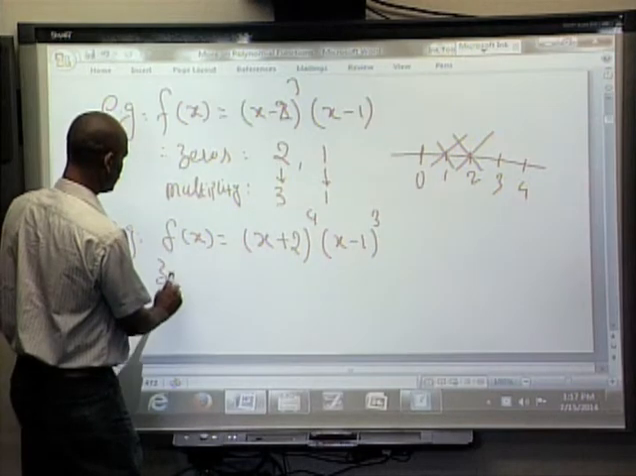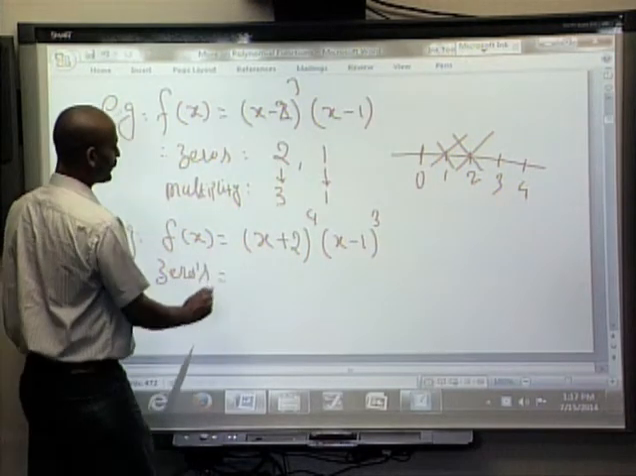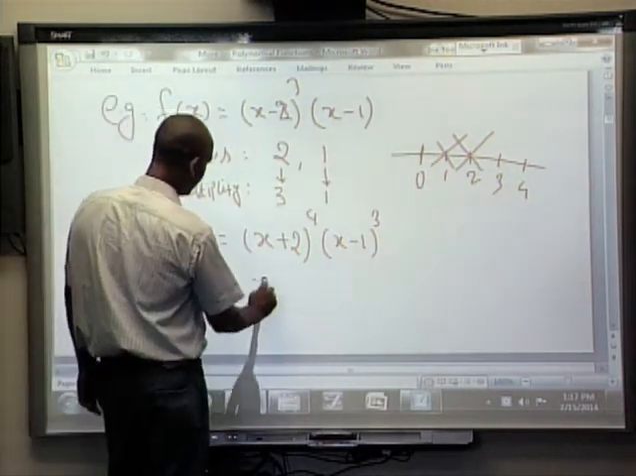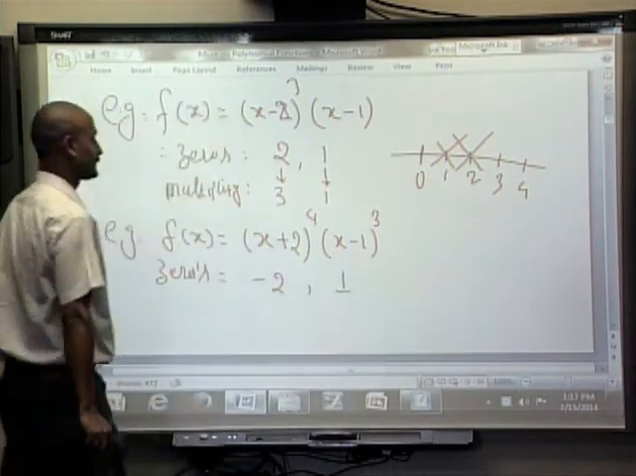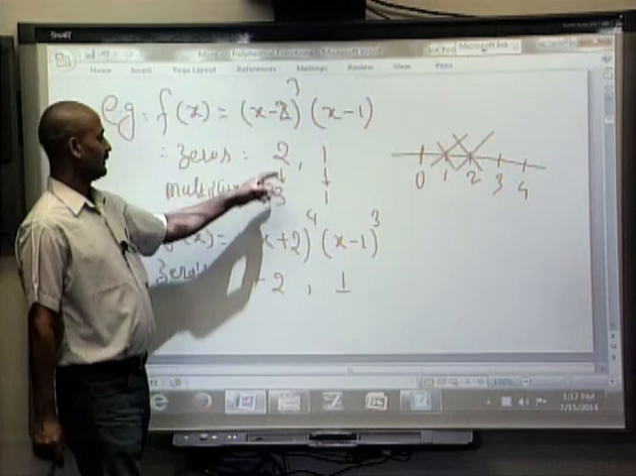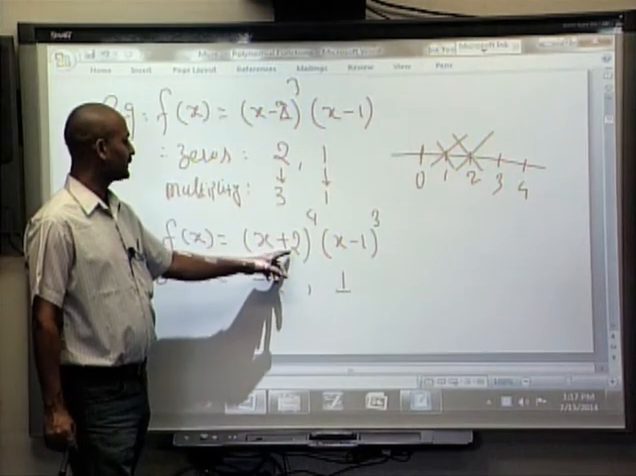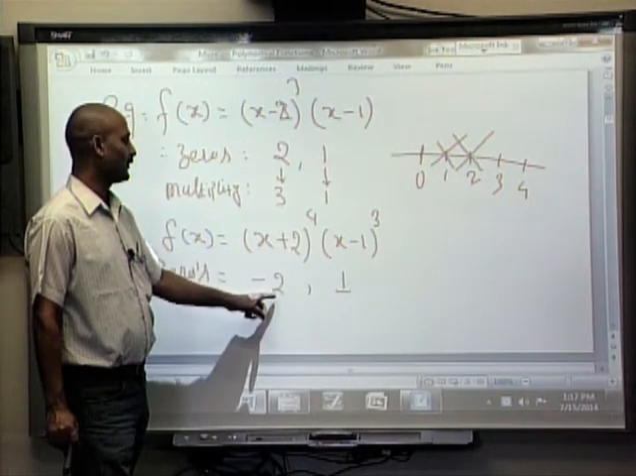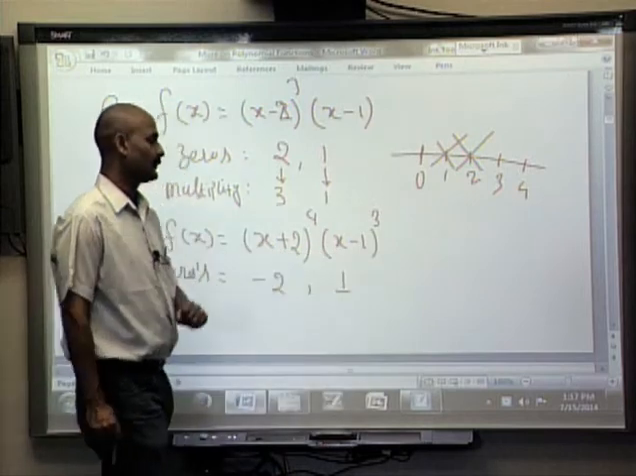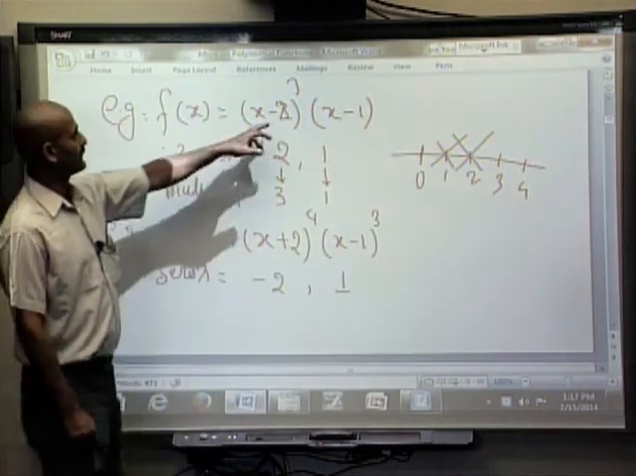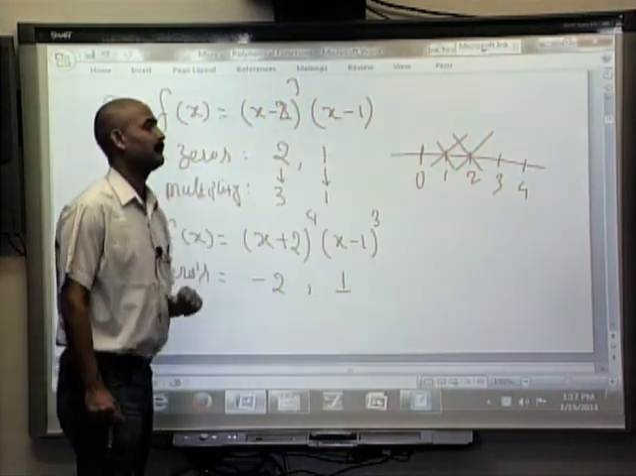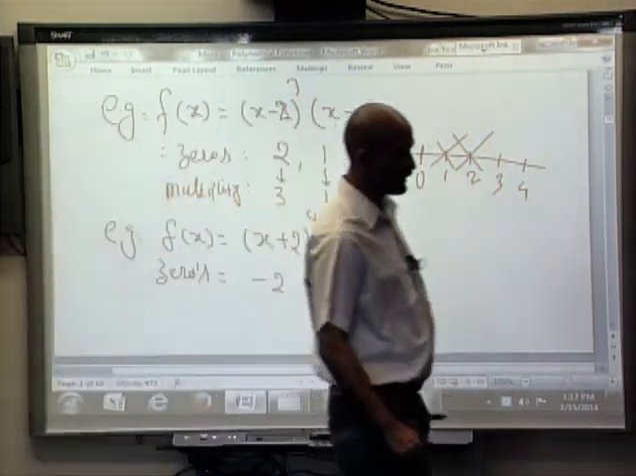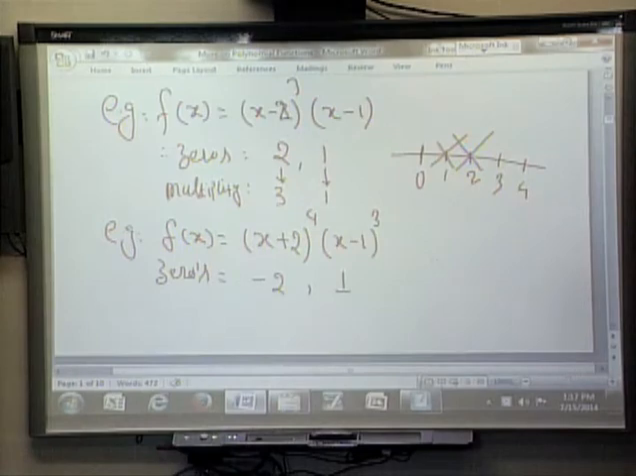Now, the zeros of this polynomial are negative 2 and positive 1. Observe, I am changing the sign of this number. This is positive 2, so the zero is negative 2. This is negative 1, so the zero is positive 1. In this example, this was negative 2, the zero is positive 2; negative 1, positive 1. So, we change the sign from the factor.